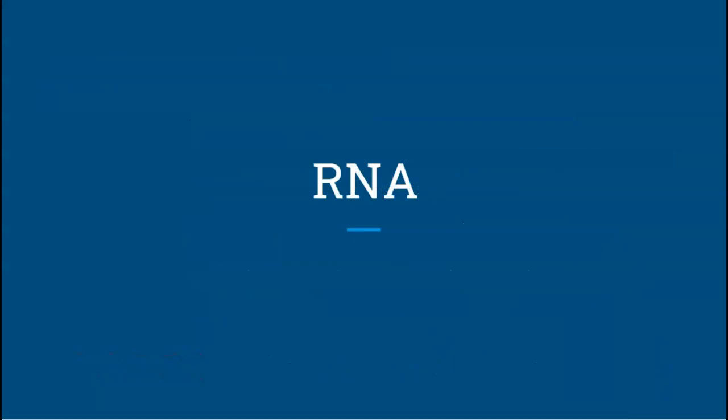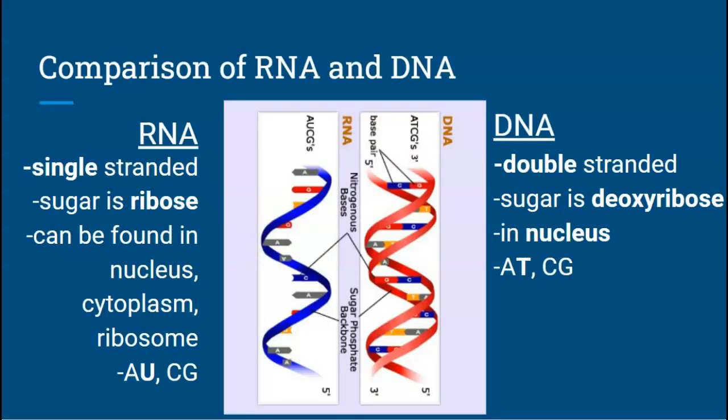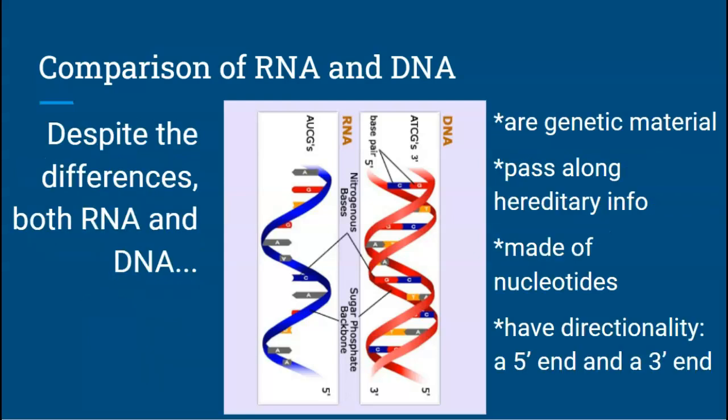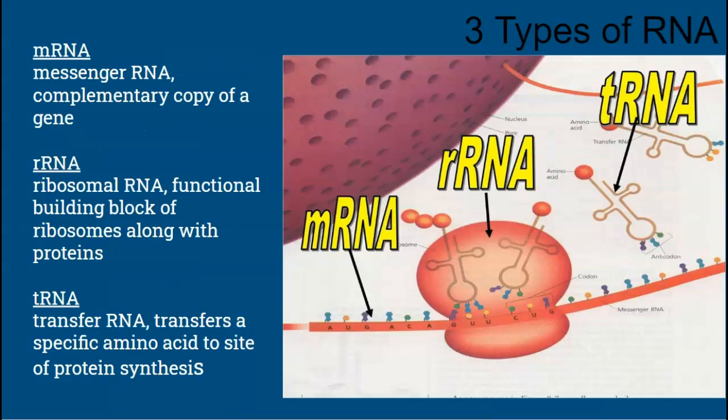Okay, so quick little review on RNA, right? Typically single-stranded. You've got a different sugar in there. You've got ribose, and you've got uracil instead of thymine. Okay. Again, we can still do complementary base pairing, still genetic material. It can still match up with DNA, which is exactly what it's going to do.